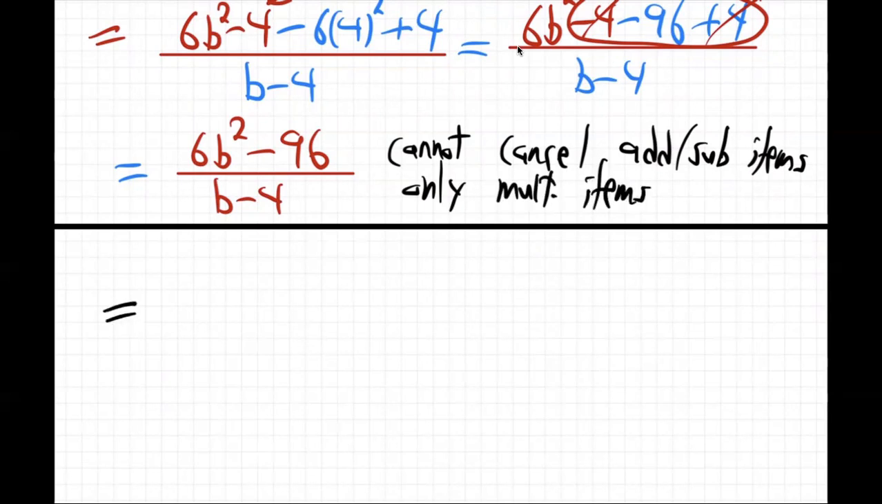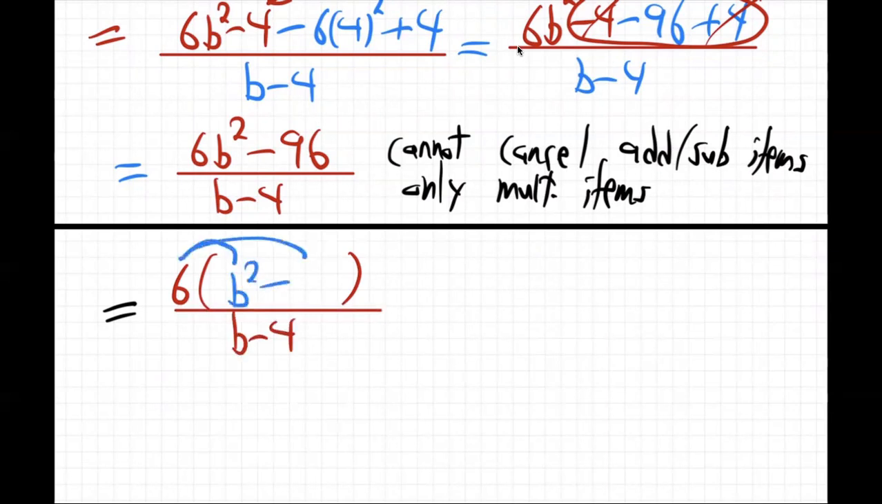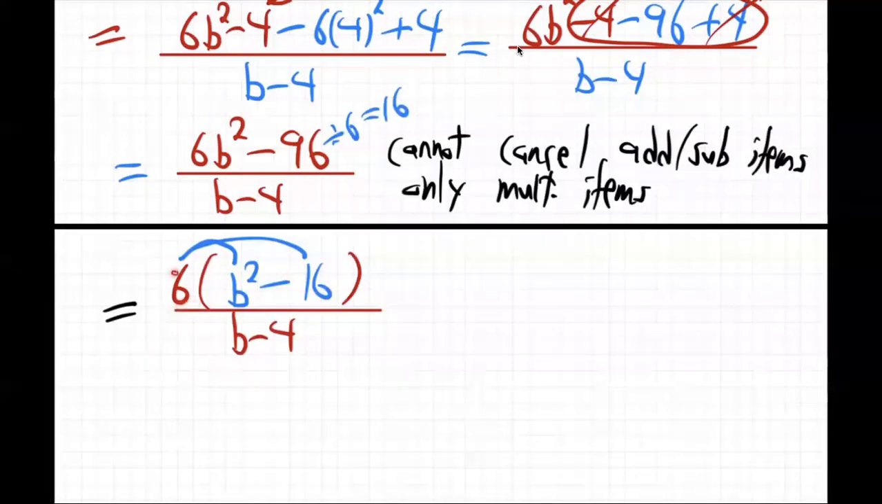So I have to change that to be multiplied, meaning I have to factor it. I have to take out a 6 here. And what does that leave on the inside? 6 times what? B squared. 6 times, I just use your calculator. Just take 96 and divide by 6, you'll get 16. And so, in other words, I just took out the common factor 6, because if I was to multiply that 6 times b squared, it'd go back, and 6 times 16, it would go back.